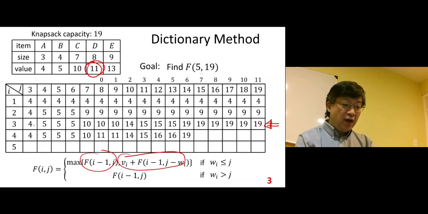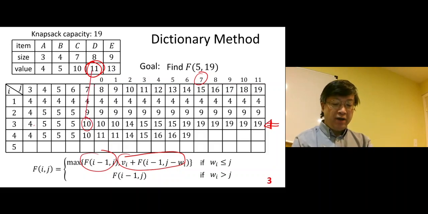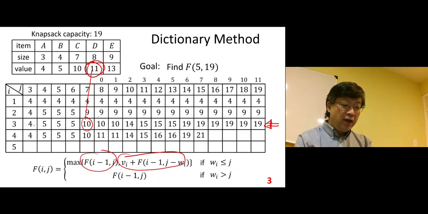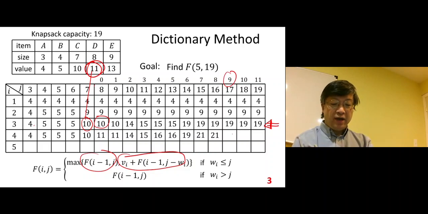Next, size 7. Under 7, row 3, that's 10. 10 plus 11, 21, better than 19, so we use 21. Next one, size 8, under 8, still 10. 10 plus 11, 21. 21 better than 19, so we put 21. That one, 9, under 9, still 10, 21. 21 better than 19, we use 21.